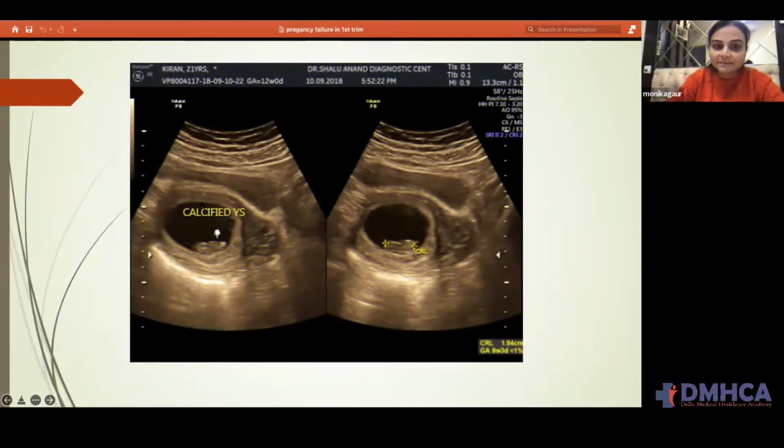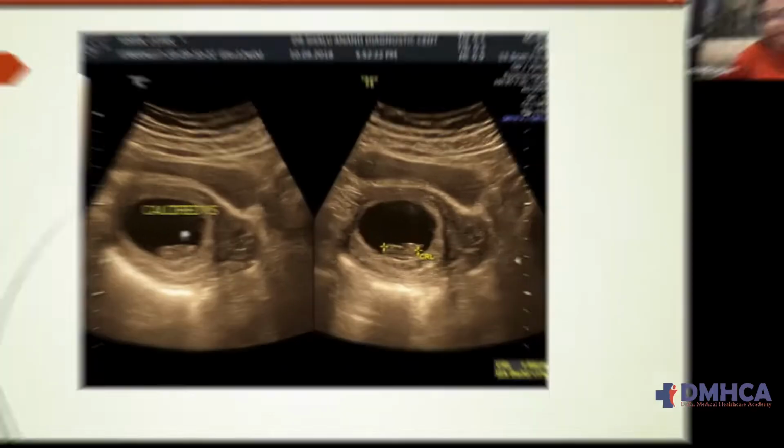A big gestational sac with a fetal pole within. CRL is 1.94, 8 weeks, 3 days of pregnancy without cardiac activity. Another pointer in this case was the calcified yolk sac. Yolk sac was there, but it was calcified. So calcified yolk sac also goes in the favor of missed abortion.